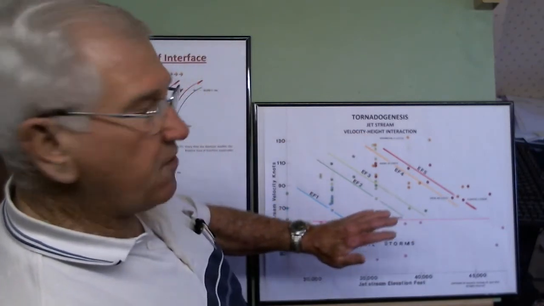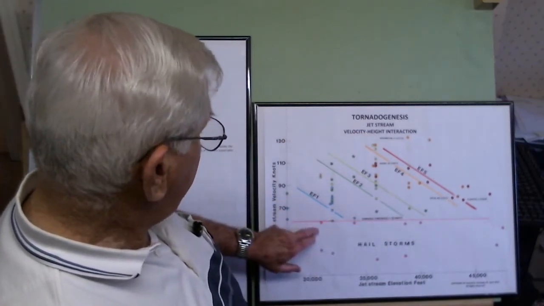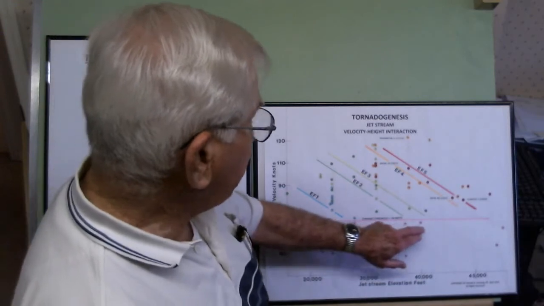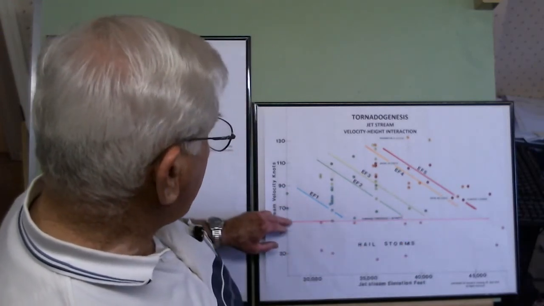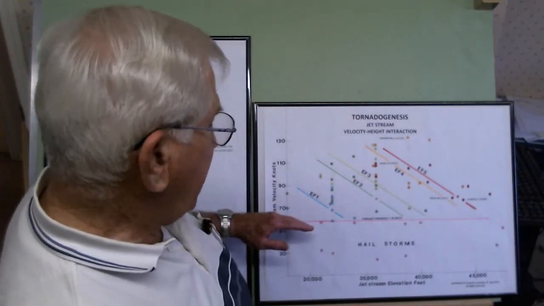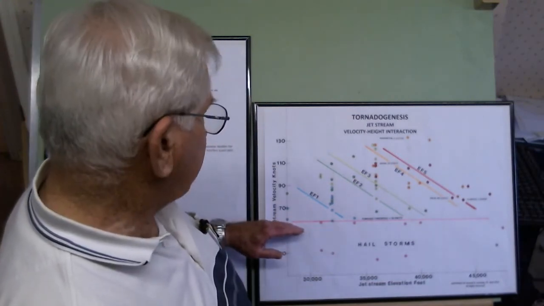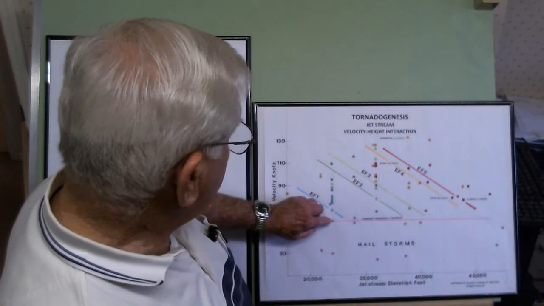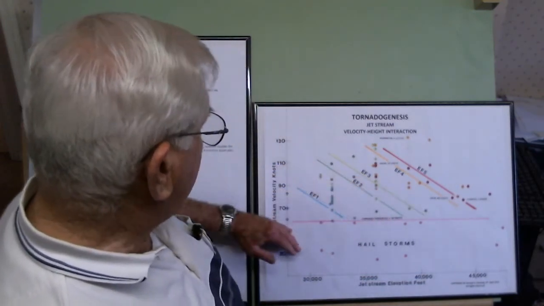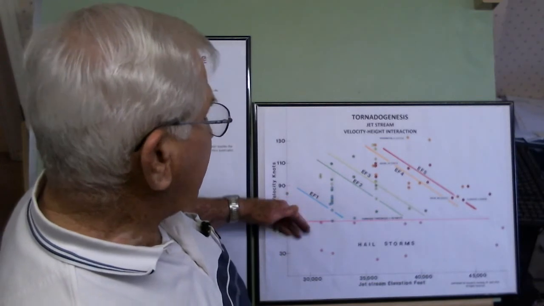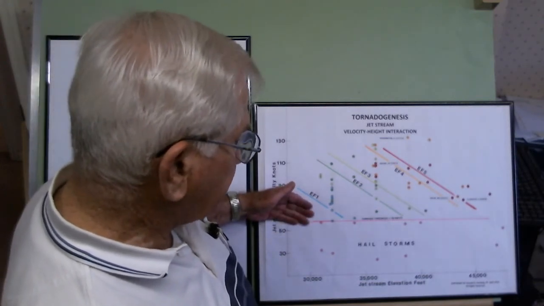And I couldn't believe how close it showed. Here's 1, 2, 3, 4 hailstorms, but they didn't meet that threshold, which looks to be about 58 knots. Then you have 1, 2, 3, 4. You have a number of tornadoes here that were just above that threshold, and they did create a tornado.